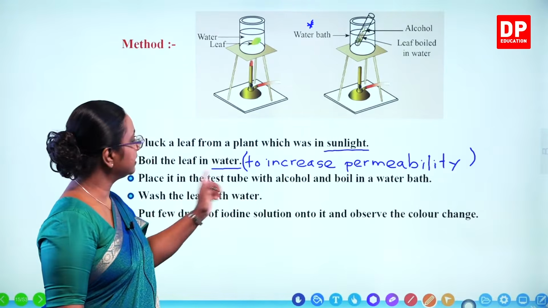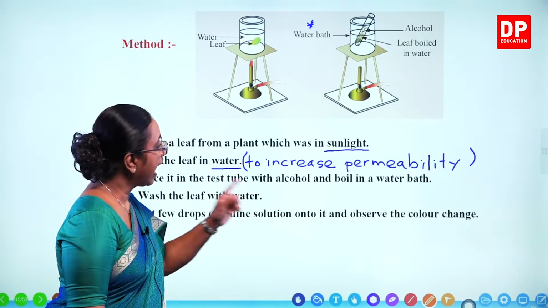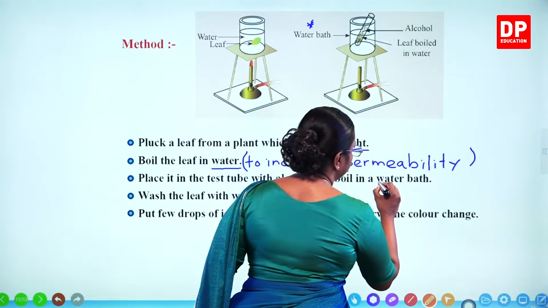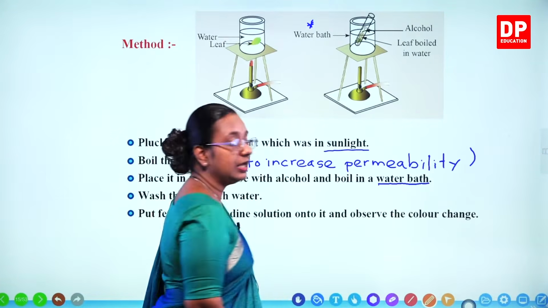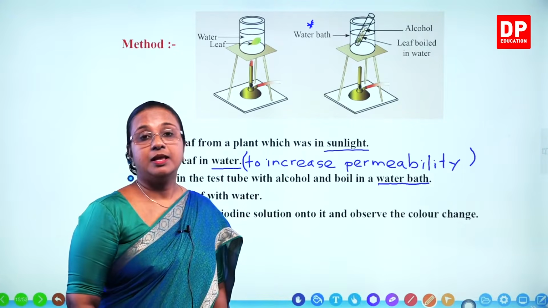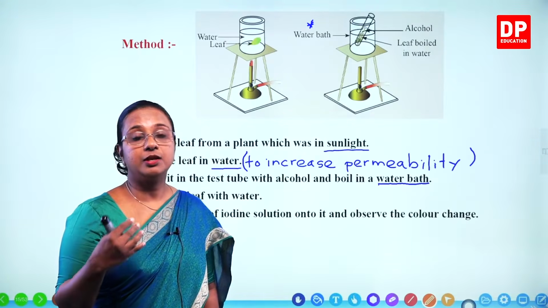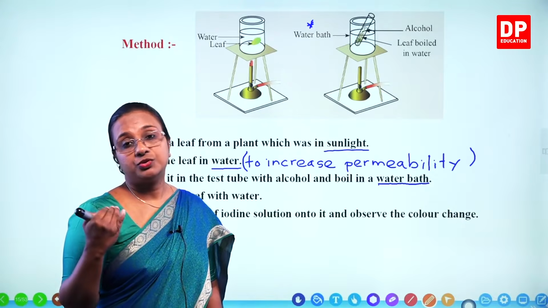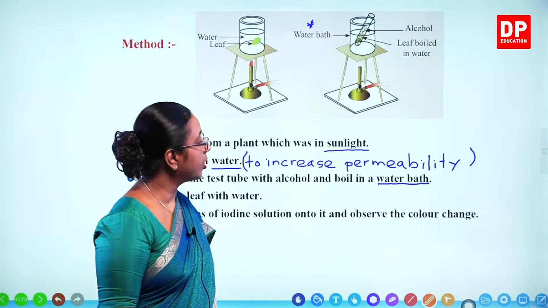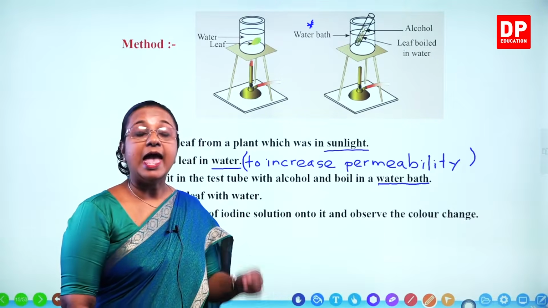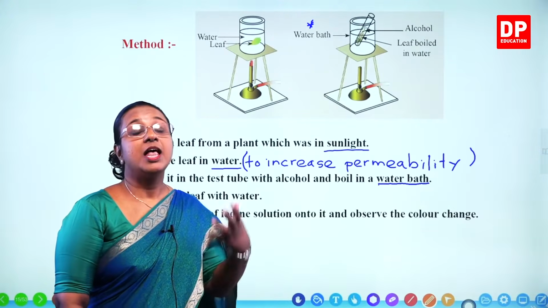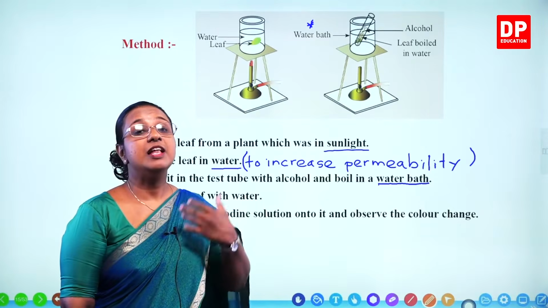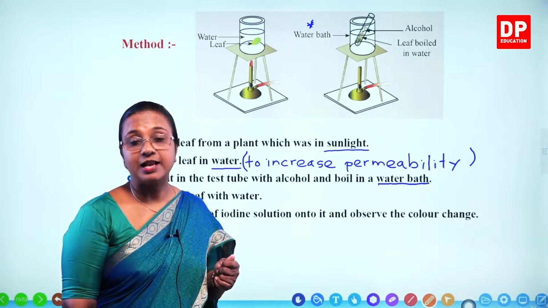Then place it in the test tube with alcohol and boil it in a water bath. This is because it's highly inflammable and also it's very volatile. Quickly it can evaporate and it can catch fire. So to avoid that, we boil it using a water bath. And when we do that, the chlorophyll that is present inside the leaves will dissolve in alcohol.